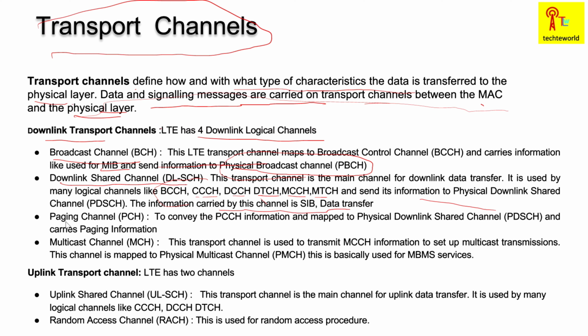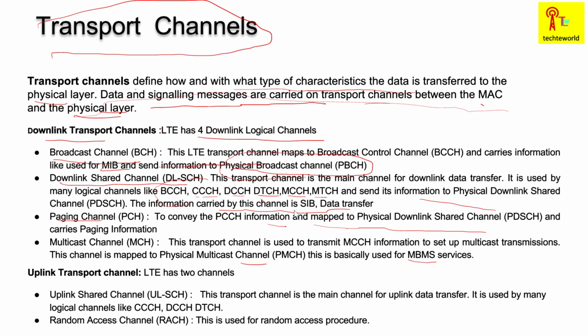And then the third one is the paging channel, right? This paging channel, as the name implies, conveys the PCCH information and is mapped to PDSCH in the physical channel, that is the physical downlink shared channel. Okay, and then we have the multicast channel. This multicast channel is used to transmit the MCCH information to set up multicast transmission. It is mapped to PMCH, that is the physical multicast channel. This is basically used for the MBMS service. So all the multimedia broadcast multicast services are handled by these channels, right?